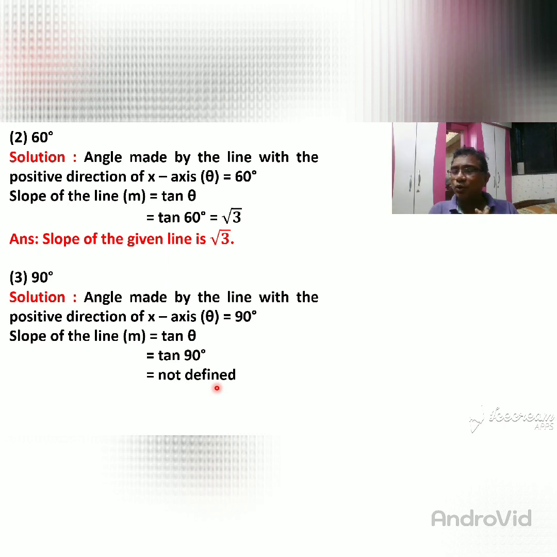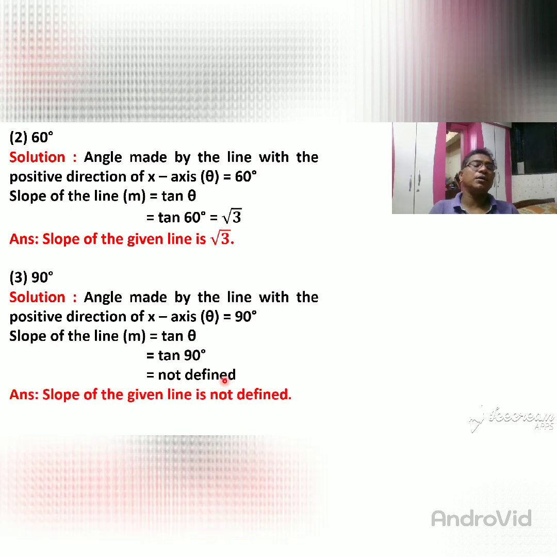Not defined means you cannot know the value. Which value? Tan 90. So we cannot know the slope of the line, m is equal to tan theta, theta is equal to 90. So the value of tan 90 degrees we don't know, so here we write not defined. So the slope of the line is not defined.